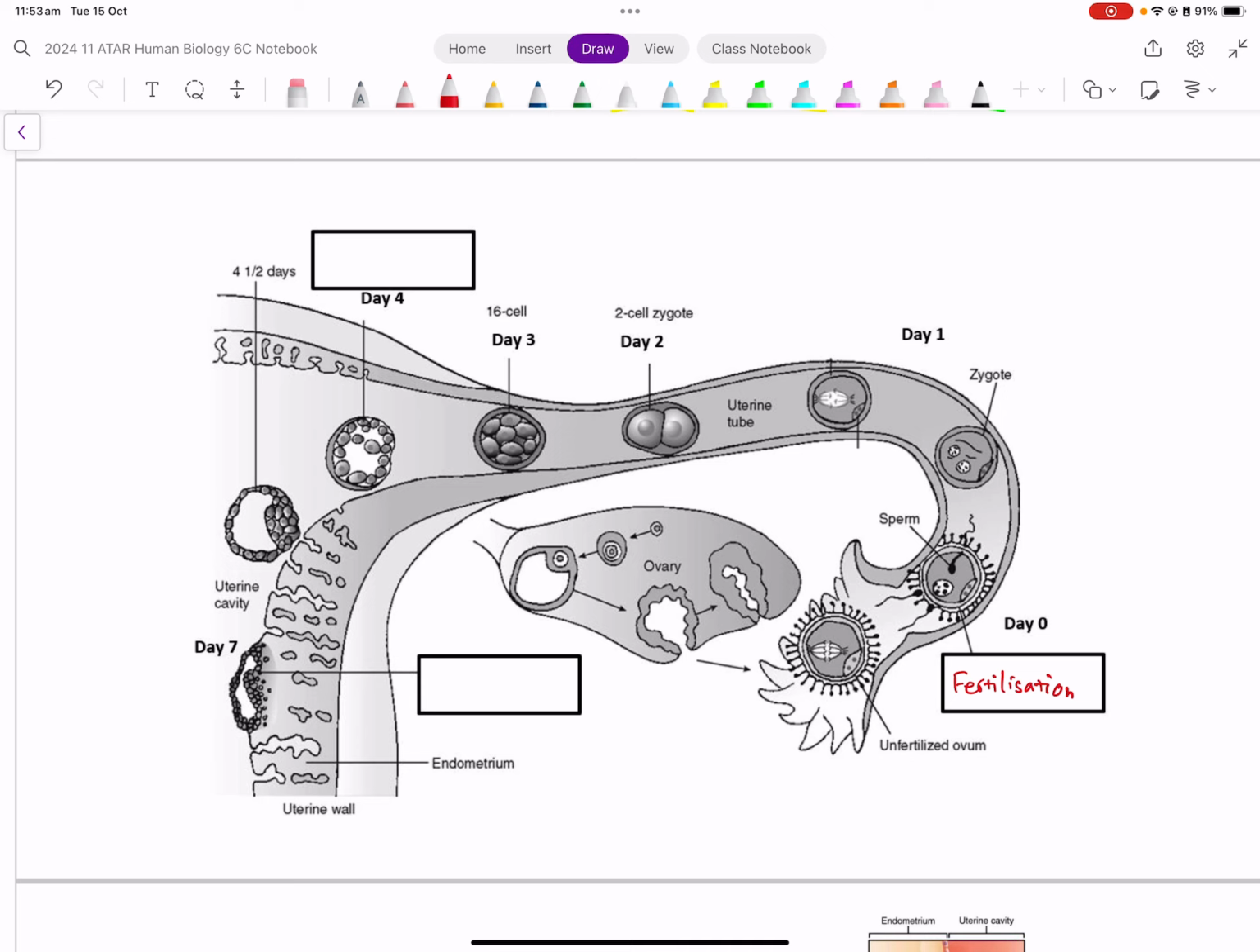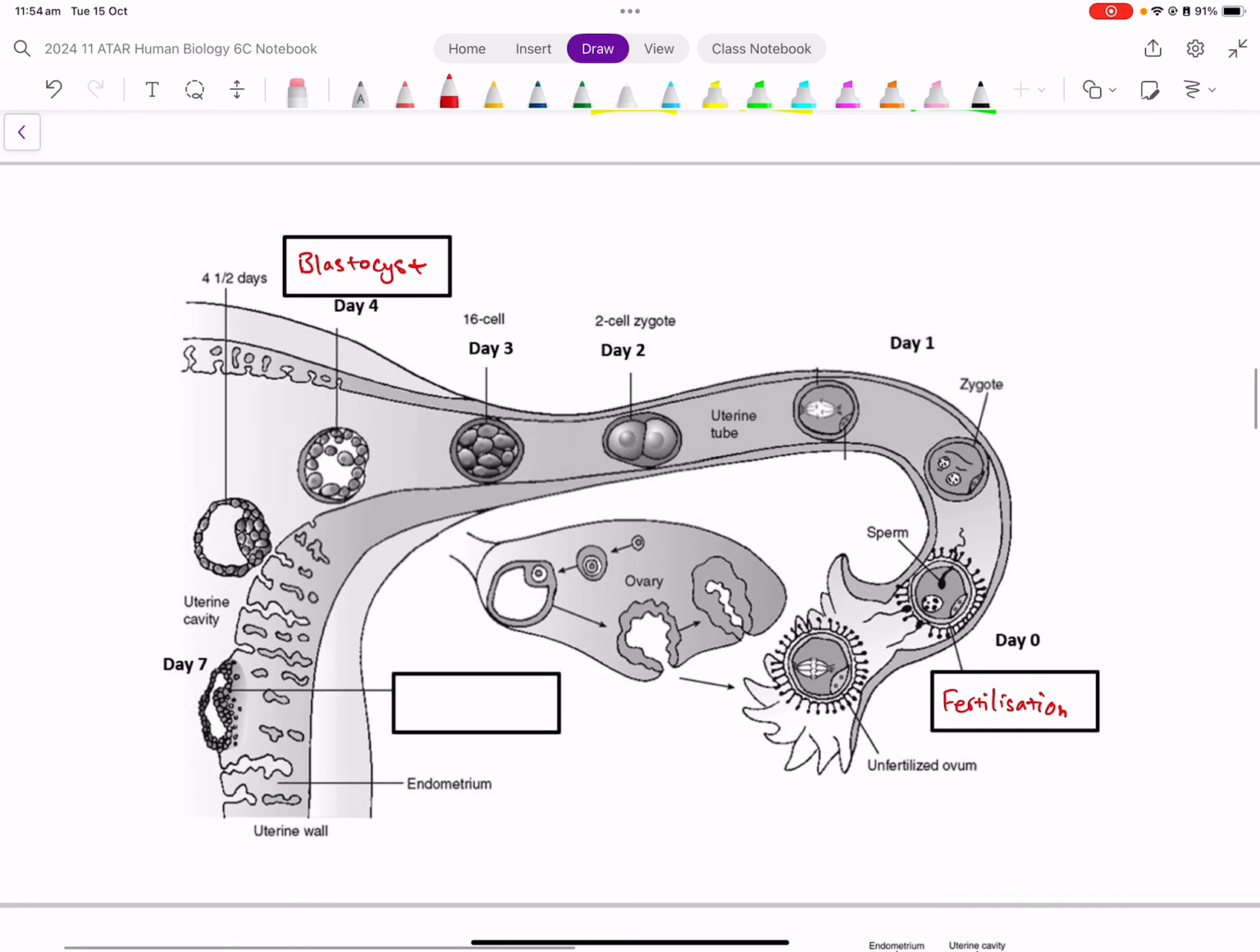Now, by that day 4 stage, we can see that the originally fertilized cell has developed into a blastocyst. So what I'm writing up here is our blastocyst. It's really begun to develop. Now, the last little bit here is what we're going to be talking about in this lesson, and we can see that the blastocyst plants itself, or implants itself, in that wall in a process known as implantation. So this is what we're going to be looking at for the remainder of this short lesson.